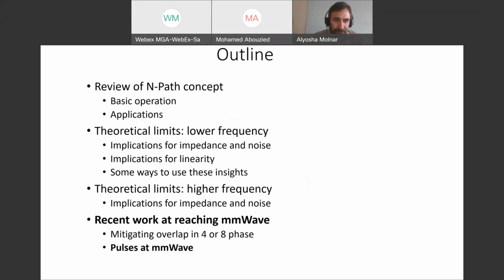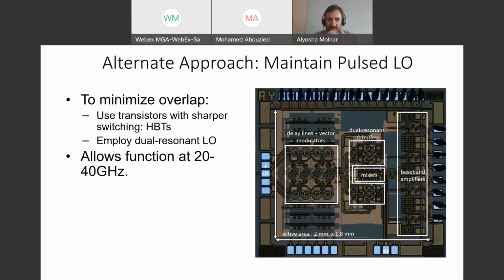Okay, I have one last thing to talk about, and then I'll be done. And that's to ask a sort of a different question, which is, and this is the chip we did to test this, how could we maintain a pulsed LO at millimeter wave frequencies? Could we go up to sort of 20 to 40 gigahertz and still use essentially our more standard 25% duty cycle approach without burning crazy amounts of power to do it?